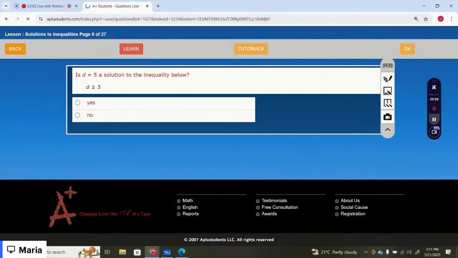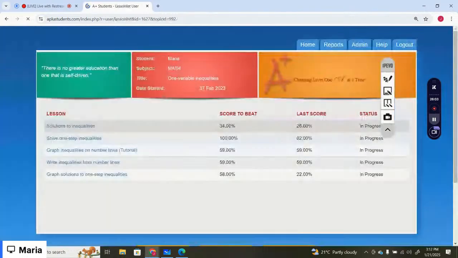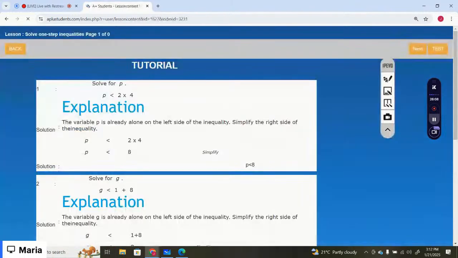The next lesson is solve one-step inequalities. Now let's see how we solve the inequalities. Solve for p. p is less than 2 times 4. So the variable is already isolated, right? You have to solve the other side. On the other side, you have 2 times 4. So 2 times 4 is 8. So that is p is less than 8.